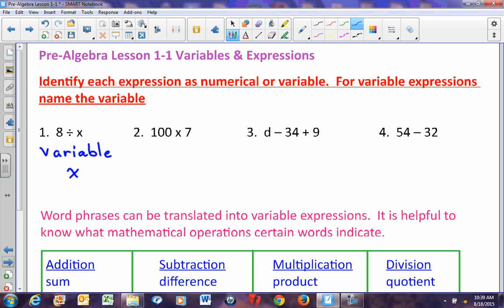Number 2, 100 times 7. Notice that's not a variable because if it were a variable, it would be right next to the number. It wouldn't have any spaces. So in this case, it's just a numerical expression because all it has is numbers and mathematical operators. Number 3, 3d minus 34 plus 9. That has a variable. The variable is d, so it has to be a variable expression, and my variable is d. And number 4, 54 minus 32. No variables, so it has to be numerical.